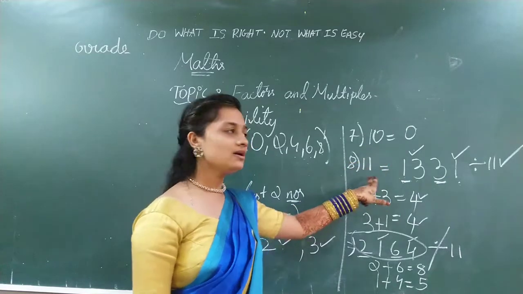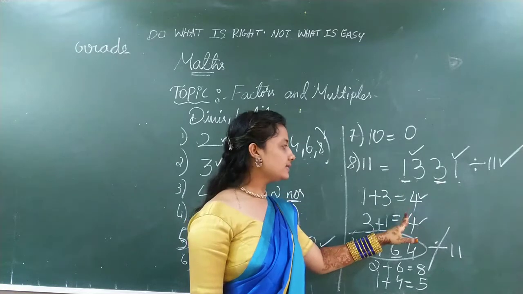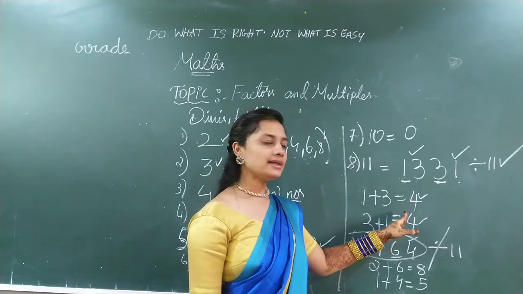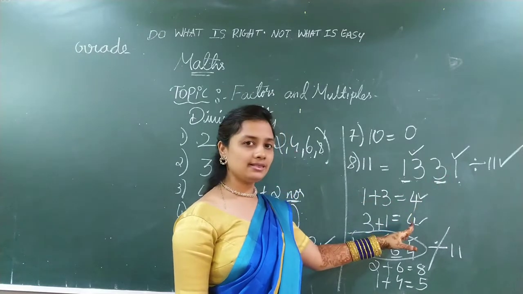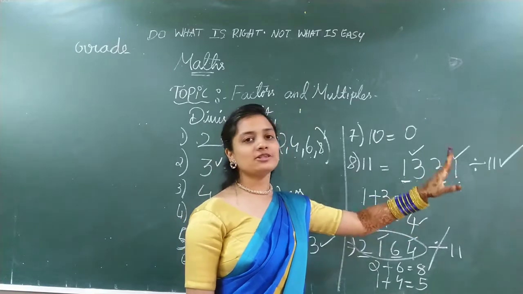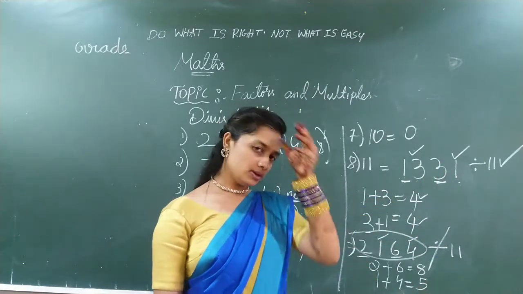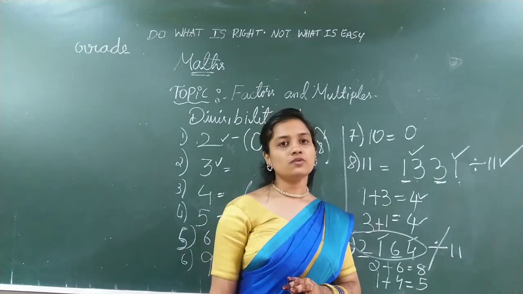For 11, add alternating numbers and get the answer. Next, add the leftover alternating numbers and get the answer. If you get both the answers the same, then it is divisible by 11. So now let me show you some of the textbook exercise sums for practice.